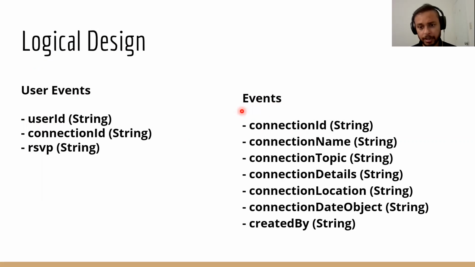Then in the events entity, we are using connection ID, connection name, the connection topic, connection details, which are mainly related to the topic of the meetup or the connection. Then connection location, the connection date, and the user who has created the connection, and these are also all string data types.